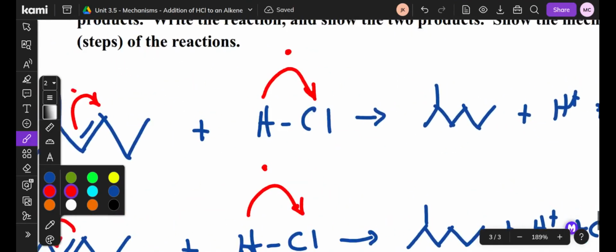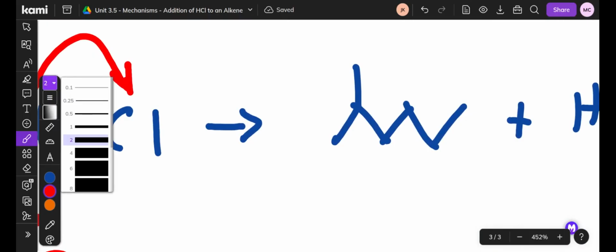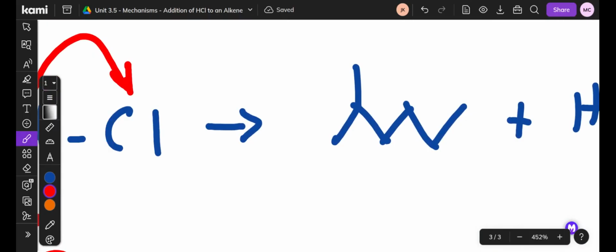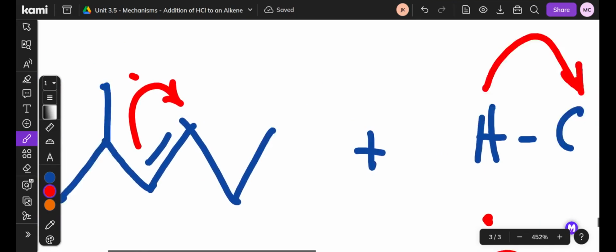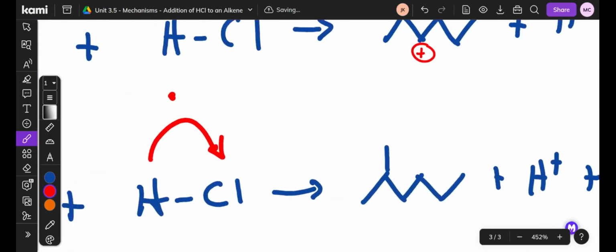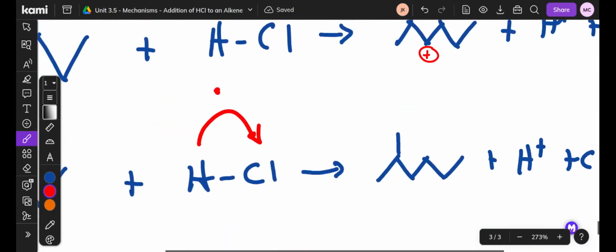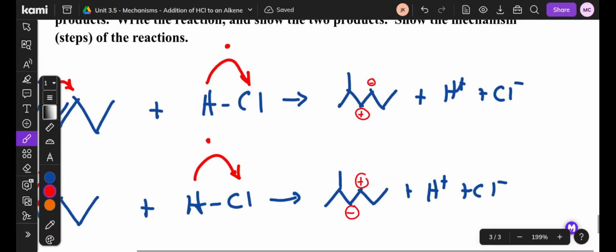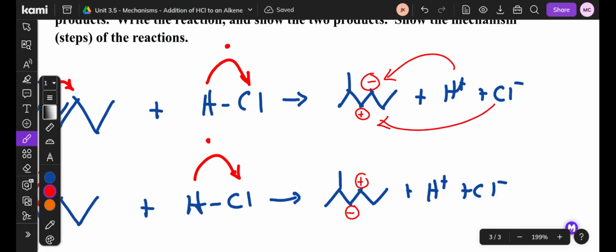And so the top one, who is my negative, the number 2, number 3, number 4 carbon. Okay. And then this one goes the other way. So this is our positive. There's our negative. Let's make that a little bigger. So then hydrogen goes there. Chlorine goes there.